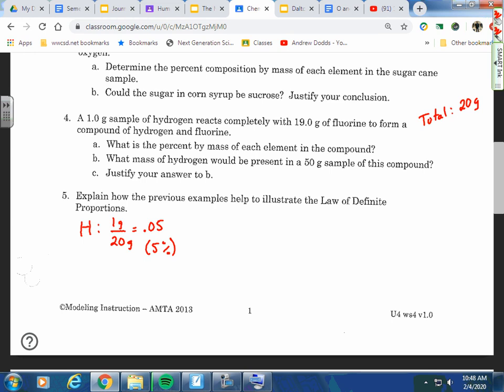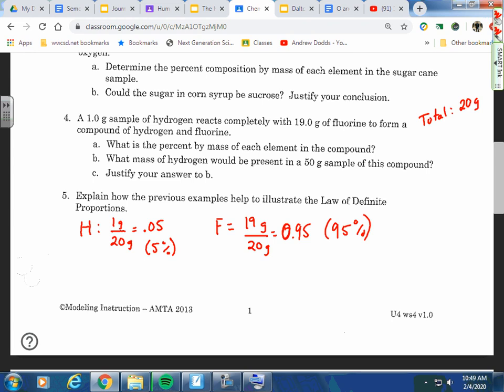And we could do the math just to make sure. Out of that 20 grams, 19 grams were fluorine. Divide that by the total, 20 grams. And sure enough, the answer comes out to be 0.95. Make that a percentage, 95%. So this compound, I'm writing it down here under number 5, just more space. This compound between hydrogen and fluorine should always be that way, no matter how much of it you have. It should always be 5% hydrogen and 95% fluorine by mass. Okay?